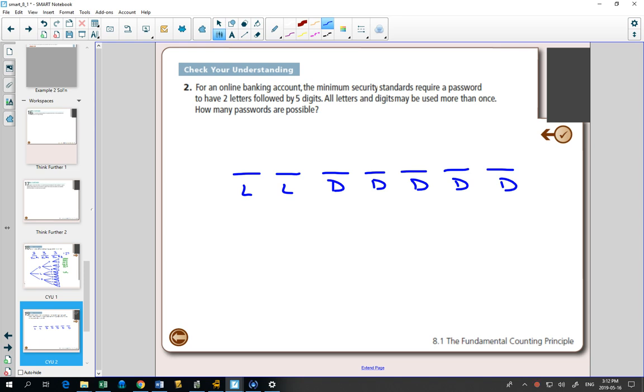2 letters followed by 5 digits. So now that we've made our decisions, how many choices do we have for each of these? How many letters are there? 26. We're going to use the English alphabet. 26 again. Good. If you got the first one, the second one's not bad. How many digits are there? 10, right? 0 and then 1 through 9, and then 10, and then 10, and then 10, and then 10.